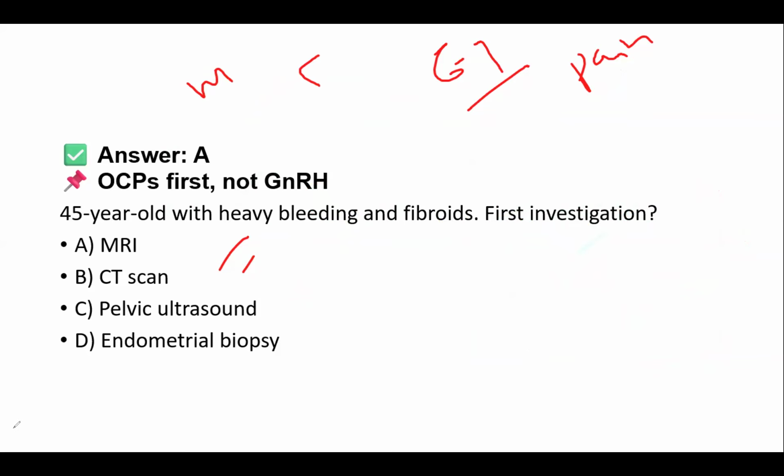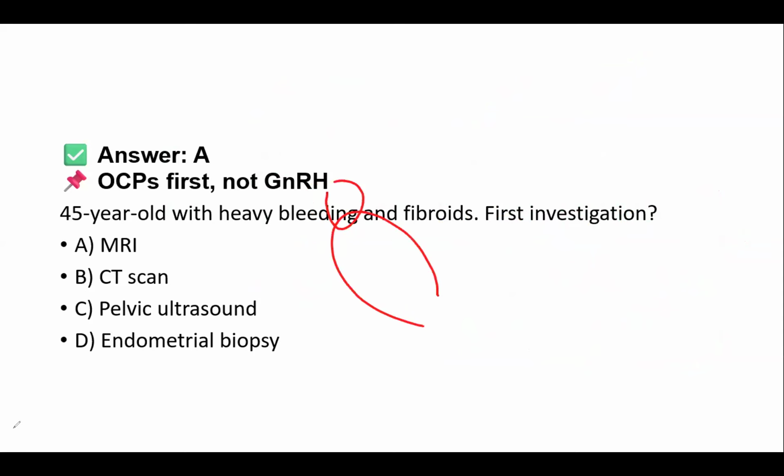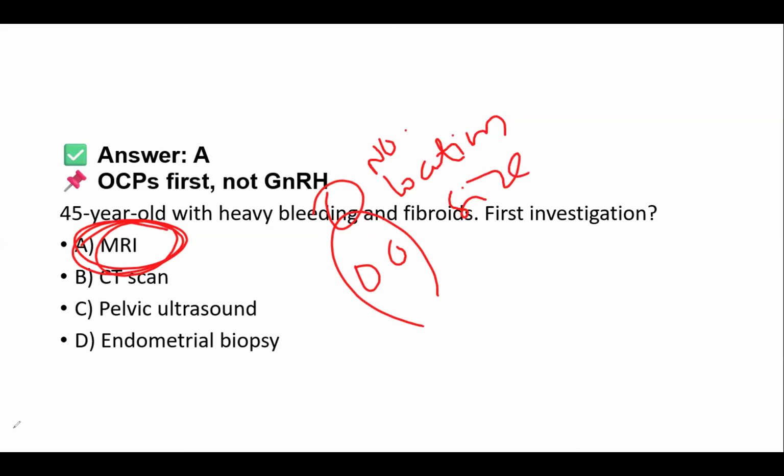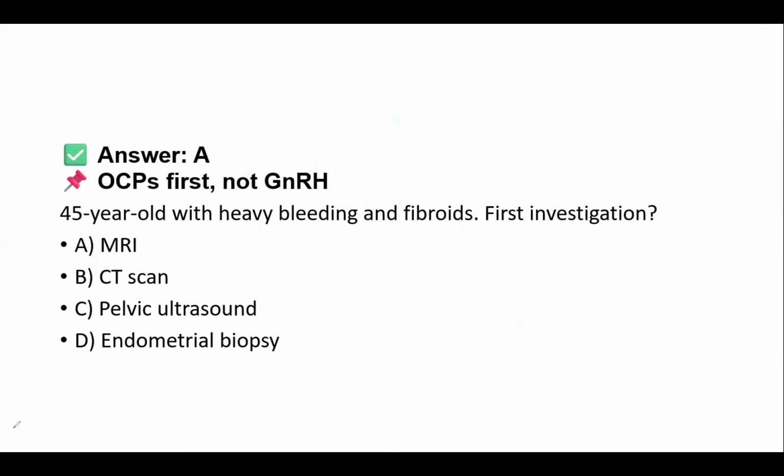So here, initial investigation, obviously the first investigation of choice would be pelvic ultrasound. But if they're asking what is the best investigation to assess fibroid mapping, that is MRI. MRI will give you exactly the number of fibroids, the location, size of fibroids, and the feasibility of surgery. Like if I wanted to plan for a myomectomy, where can I put my incisions?